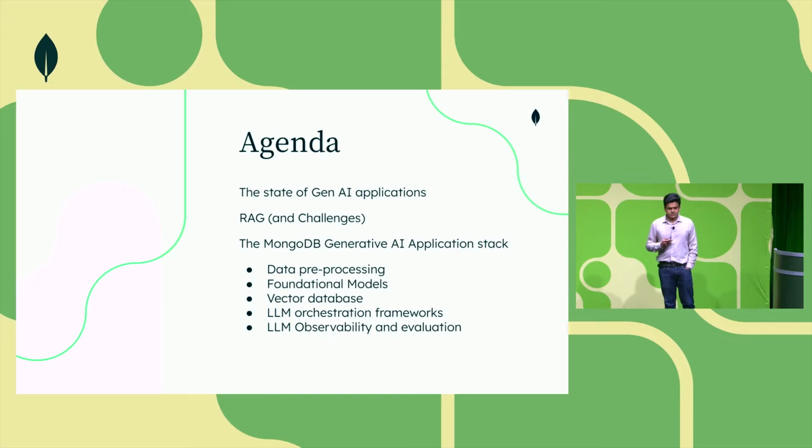But just to get started, the agenda for today is, first, I want to talk about the state of the AI applications that we are seeing across our customer base. Secondly, I want to dig into the specific architecture pattern called RAG, and what the challenges there are. And then I want to introduce the MongoDB Generative AI application stack and how that helps you put together applications like RAG faster, better, and in a safer manner. Of those components, we go into primarily 5 components that constitute that AI stack. So with that, let's dig in.